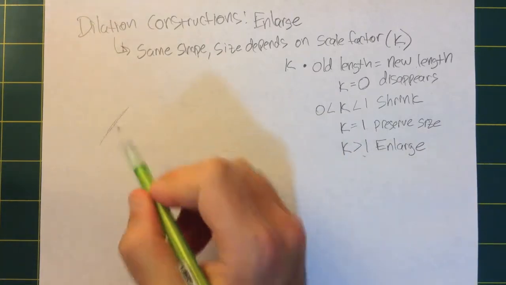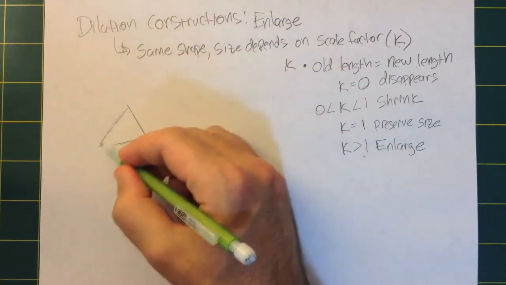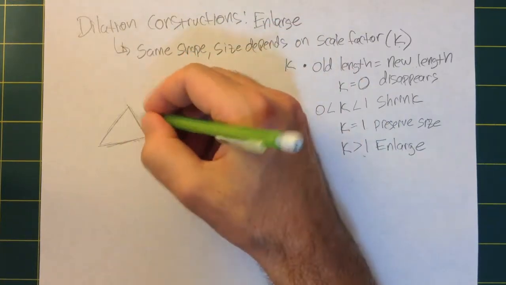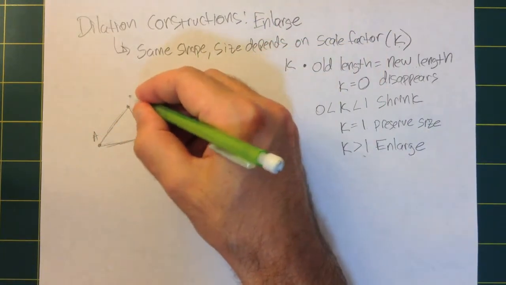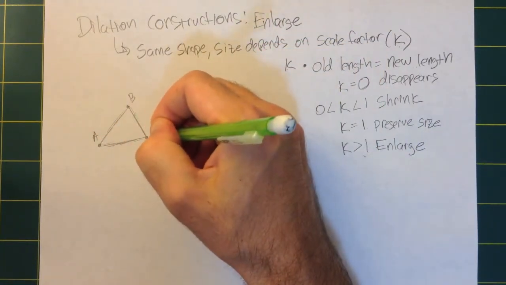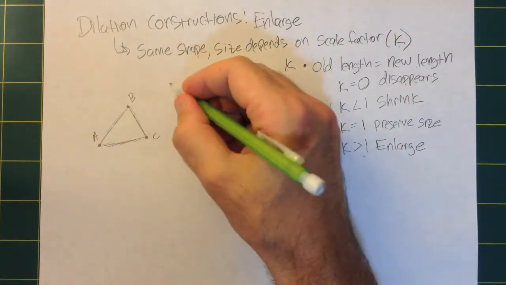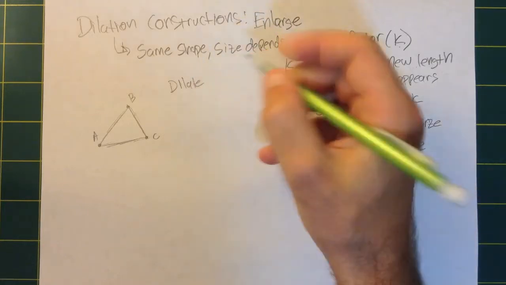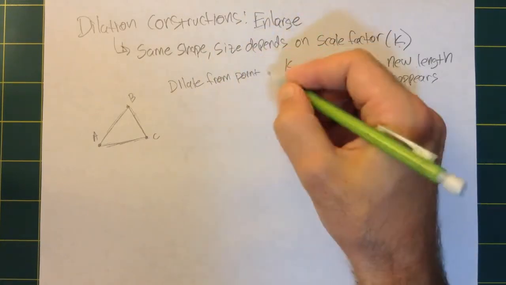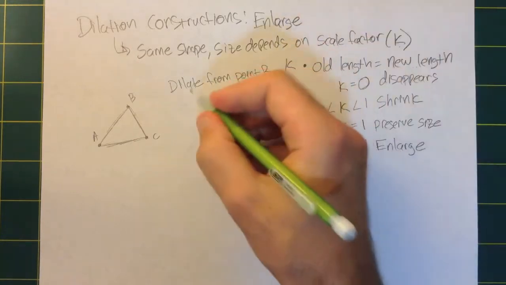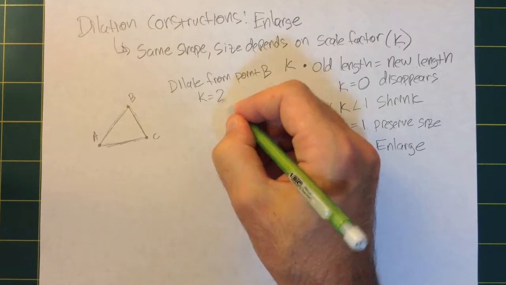How you actually construct a dilation works like this. You start out with a shape. We're going to use triangles because they're the most basic polygon. We're going to start out with this triangle A, B, C. And I'm going to dilate from point B. And I'm going to do a couple different dilations. The first one is going to be a scale factor of 2.